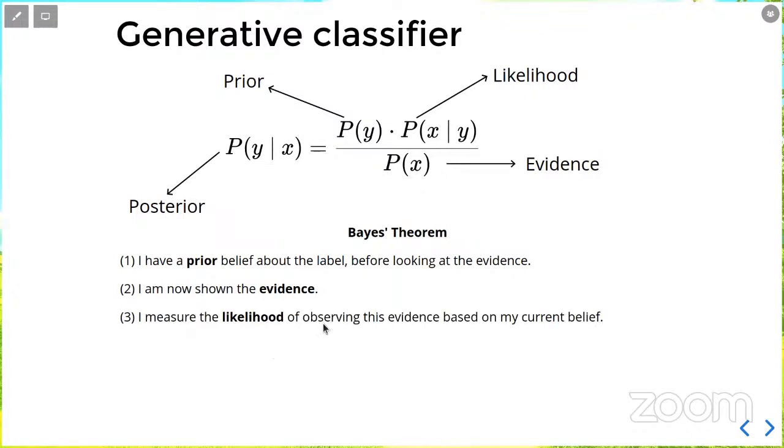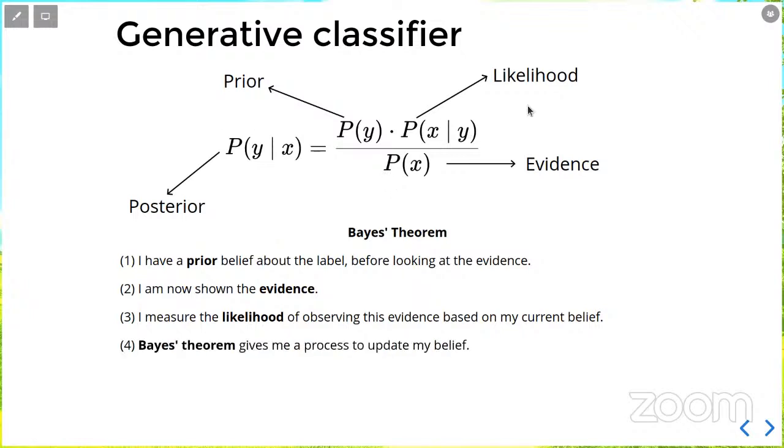I measure the likelihood of seeing this evidence based on my current belief, right? My current belief is that, let's say it's a cat. So I have already built a model of cats. So I know from my generative process how cats look. So I look at this new evidence that has come and I compare it with my cat model in some sense, right? How likely is it that this new evidence looks like a cat? That is P of X given Y. So I have these 3 terms now.